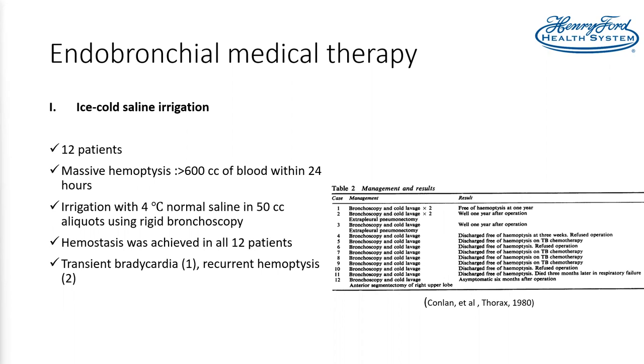It's like a lavage. The saline is 4 degrees Celsius, and they gave between 300 and 750 cc. That's a lot to give as a lavage, but that's what they did. They gave it in 50 cc aliquots using a rigid bronchoscope. Hemostasis was achieved in all 12 of them. The only side effects were some transient bradycardia and recurrent hemoptysis in two. We do this ice cold saline irrigation, but we don't give 750 cc right now. I think we just give 100 to 200 cc, and we wait for hemostasis to be achieved.